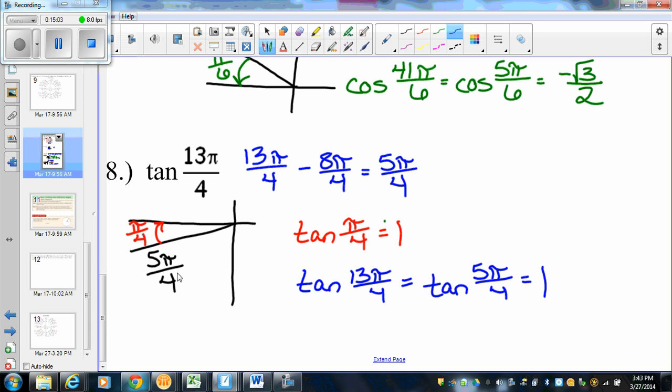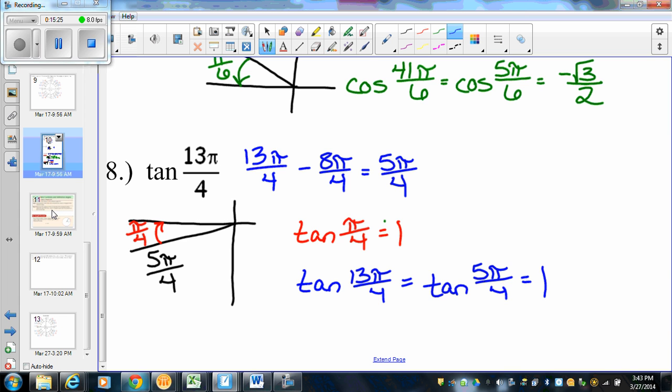So tangent of 5 pi over 4 is going to connect to the tangent of pi over 4, which is 1. And so that means that the tangent of 13 pi over 4 is equal to the tangent of 5 pi over 4, which is equal to positive 1, because in my third quadrant down here, tangent remains positive.